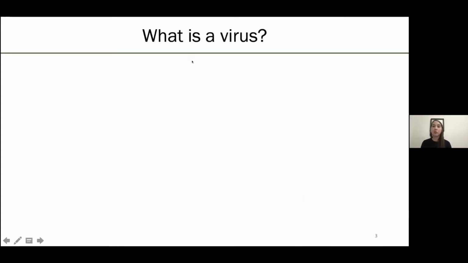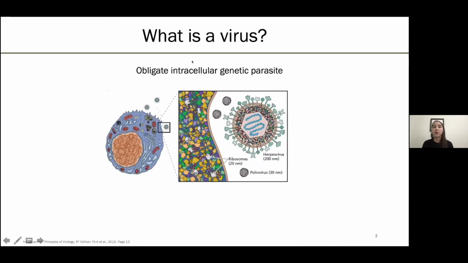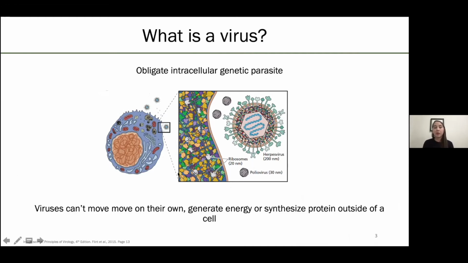So let's start with what is a virus. Viruses are obligate intracellular genetic parasites that can only replicate inside a living cell and that contain their genetic material in a viral particle. Viruses cannot move on their own. They cannot generate energy or synthesize their own proteins. So they basically are absolutely dependent on a cell for everything to complete their replication cycle. You can see here, in scale, an example of a viral particle in the context of a cell.